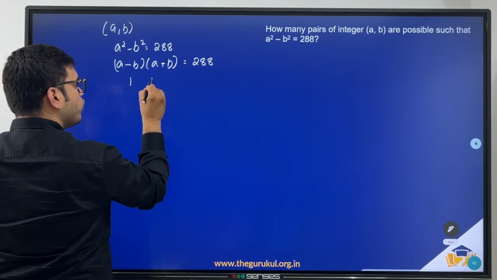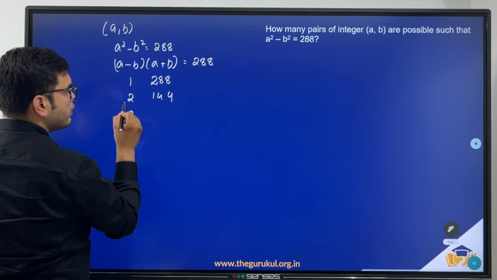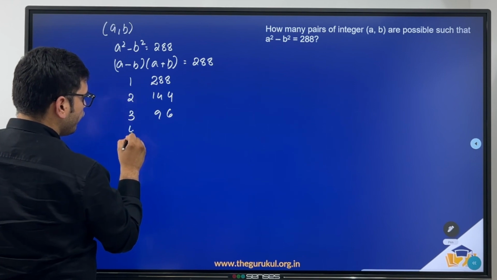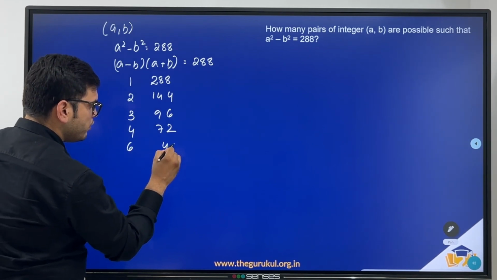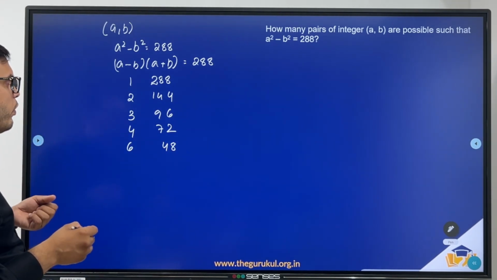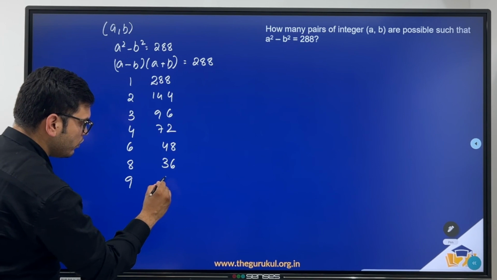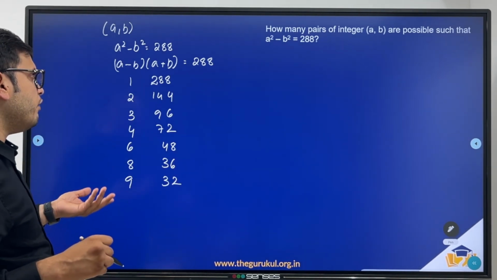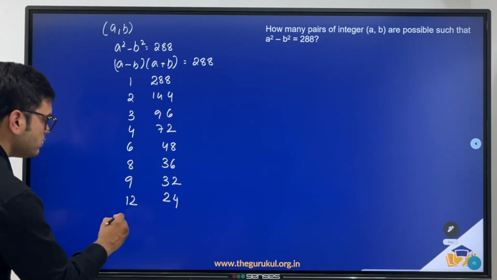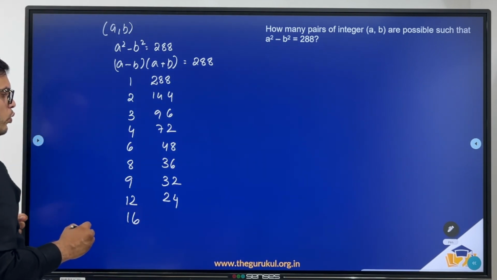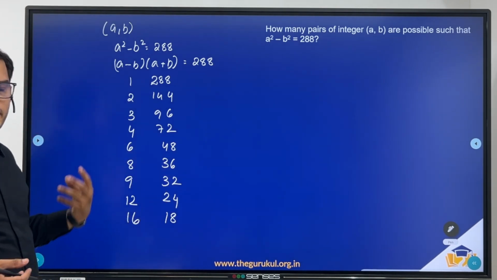So I can write that as 1 into 288, then 2 into 144, then 3 into 96, 4 into 72, 5 is not a factor of 288, 6 into 48, 7 is not a factor of 288, 8 into 36, then 9 into 32, then 10 no, 11 no, and 12 into 24, then 16 into 18, right? And then 18 into 16, 24 into 12, and so on, right?